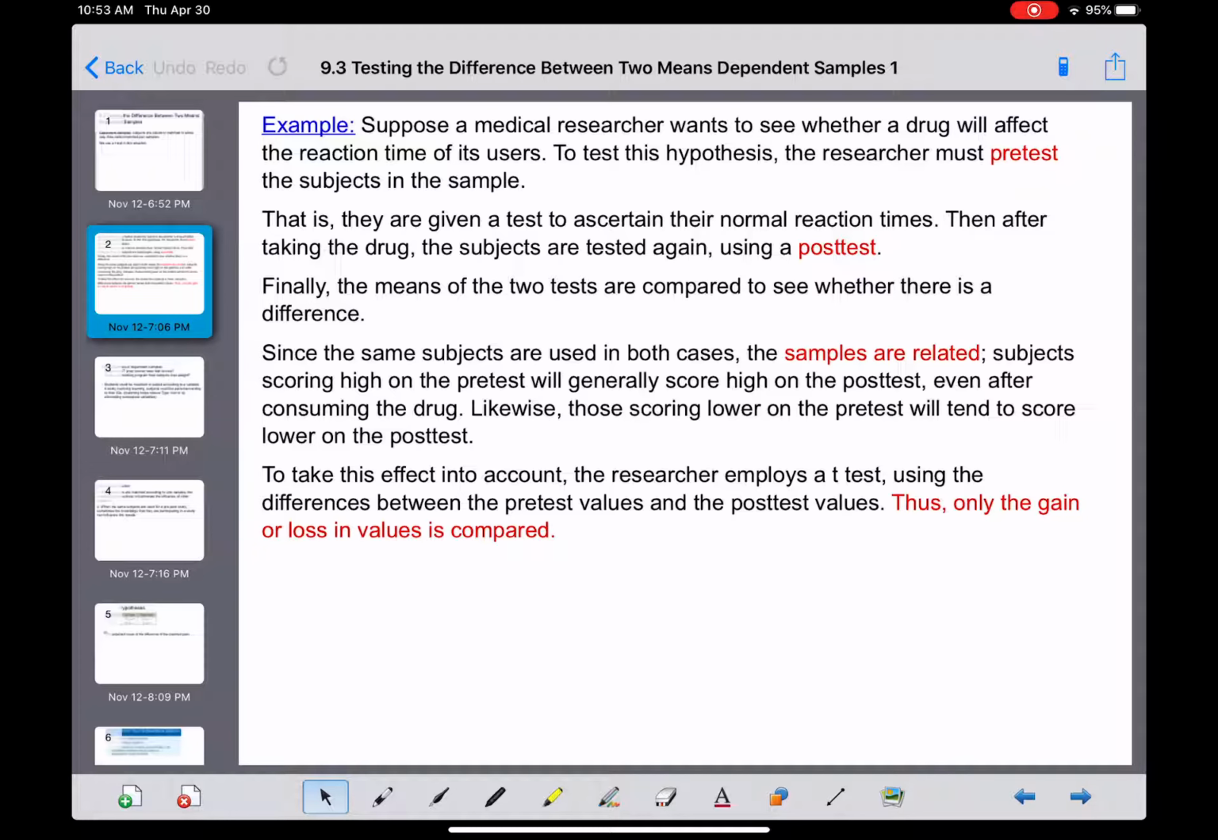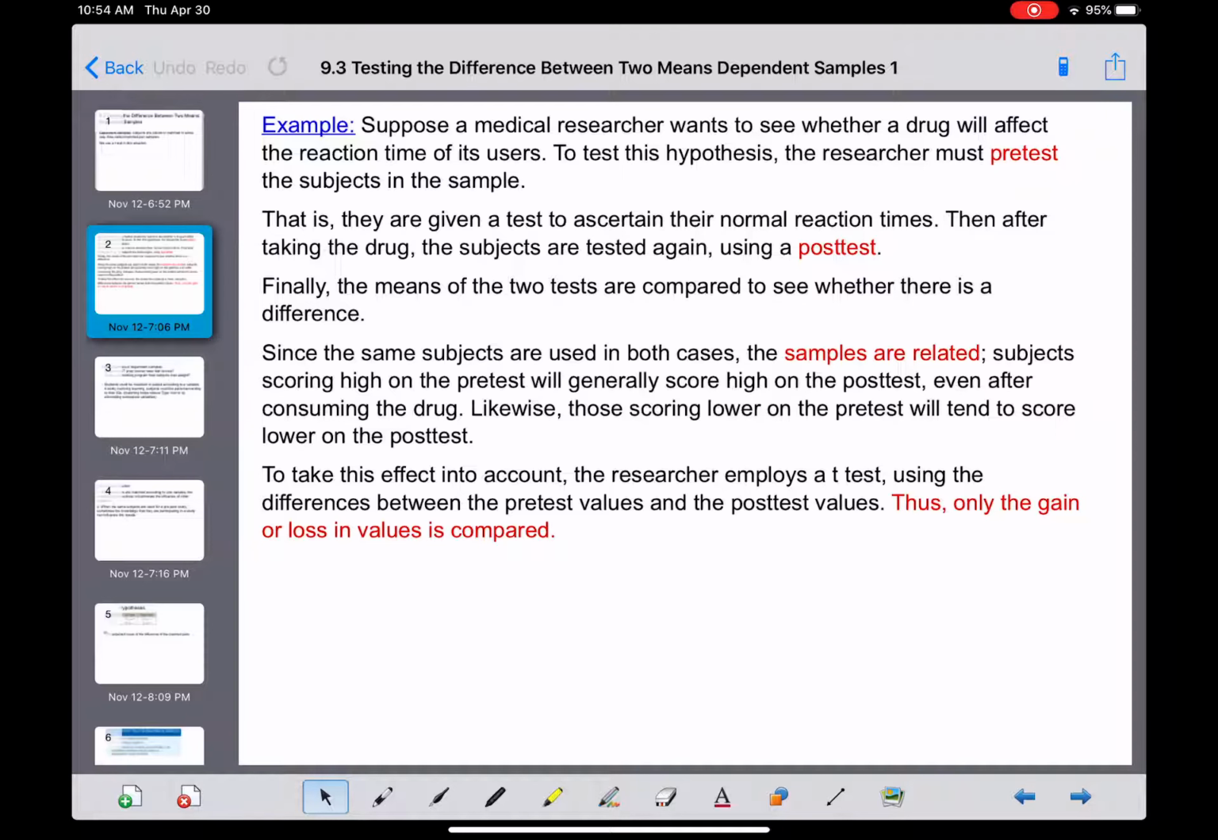Since the same subjects are used in both cases, the samples are related. Subjects scoring high on the pretest will generally score high on the post-test, even after consuming the drug. Likewise, those scoring lower will tend to score lower. To take this effect into account, we employ a t-test using the differences between the pretest values and the post-test values. So again, the gain or loss in values is compared. So we have to use the t-test because these samples are dependent.